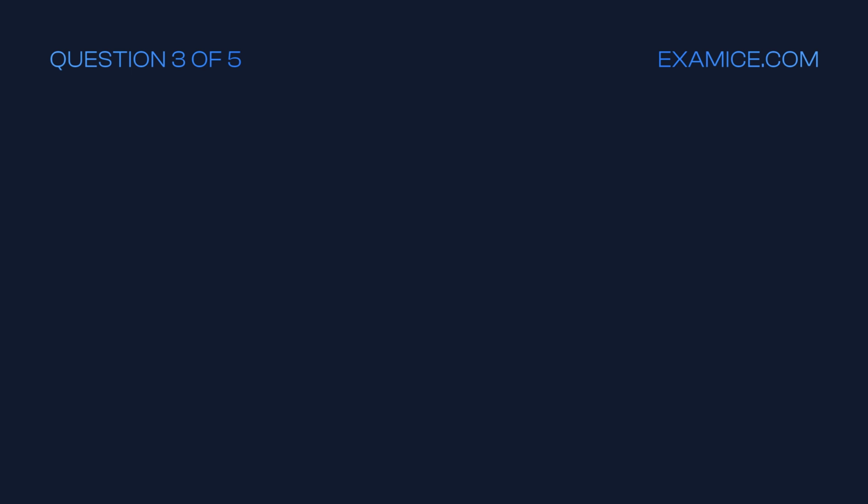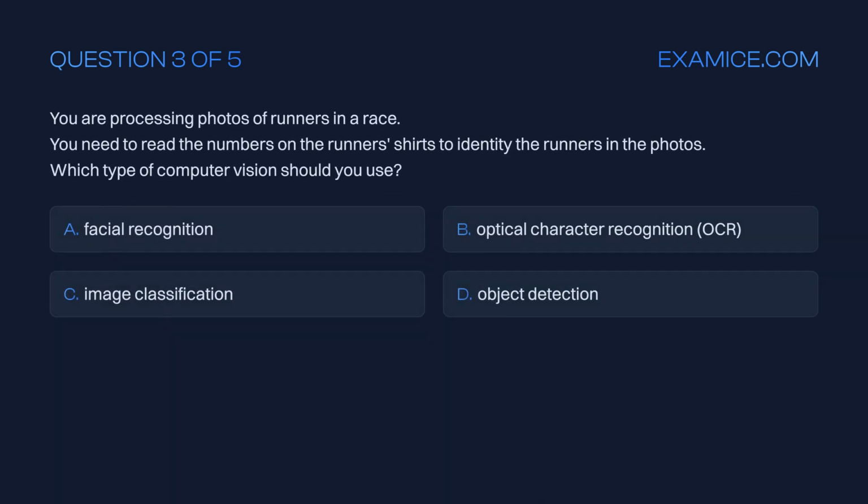Question 3. You are processing photos of runners in a race. You need to read the numbers on the runners' shirts to identify the runners in the photos. Which type of computer vision should you use? Option A, facial recognition. Option B, optical character recognition. Option C, image classification. Option D, object detection.